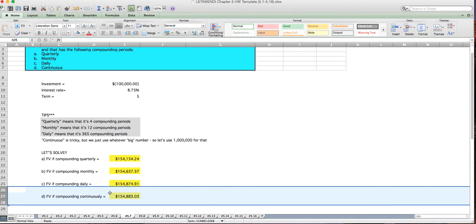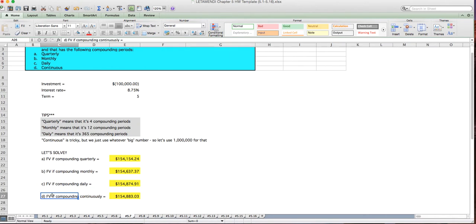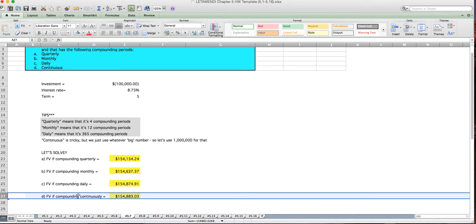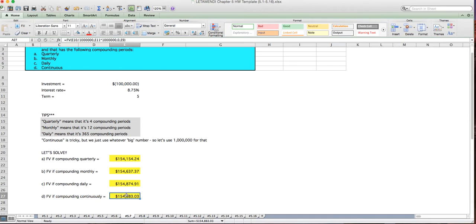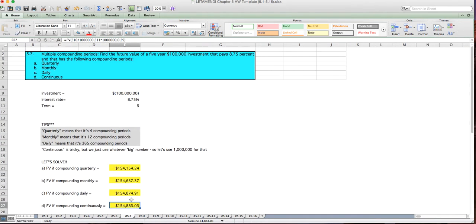All right, so future value of compounding continuously. Remember we said we're going to use a million only because the textbook uses that to get to the answer that's in the back of the book. But really, you can use any number, so it won't be marked terribly wrong if you use whatever. But just use a million for now, for the purposes of getting this answer to match what's in the book.